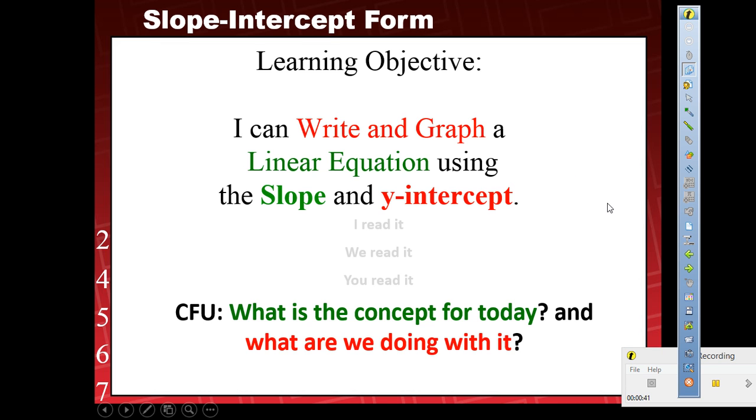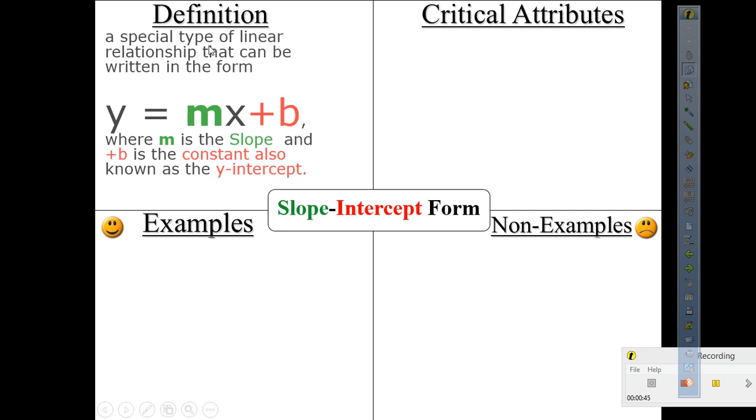Slope-intercept form, what is that? Let's see. Slope-intercept form is a special type of linear relationship that can be written in the form y equals mx plus b. What is the form? Y equals mx plus b. What is slope-intercept form? Y equals mx plus b.